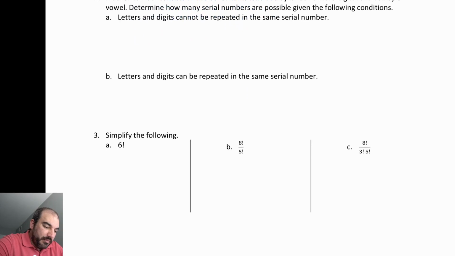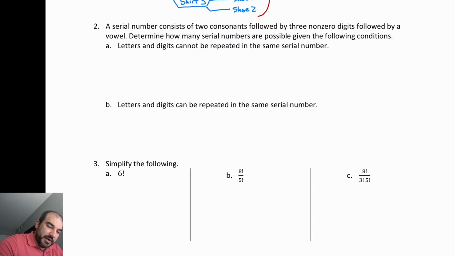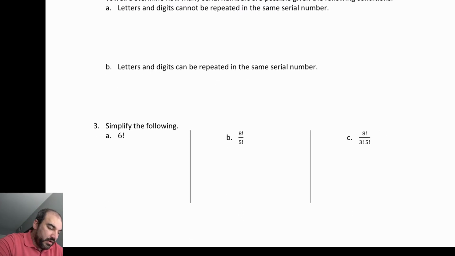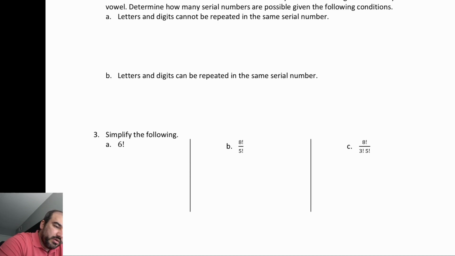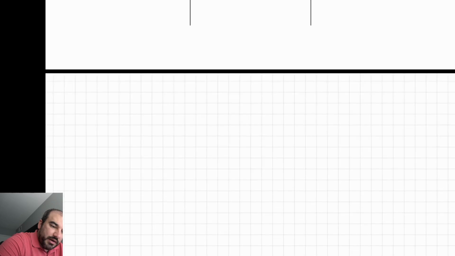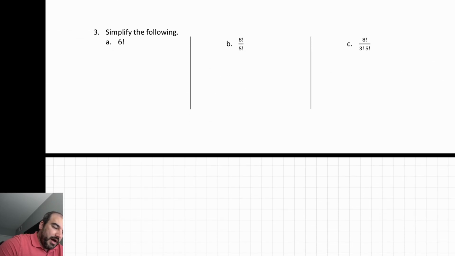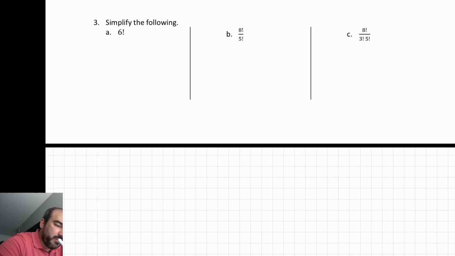Okay. I don't want to do all of these, but I do want to go over the factorial symbol here. Let me add a new page here. The bottom example is here where we have the factorial symbol with the exclamation point.